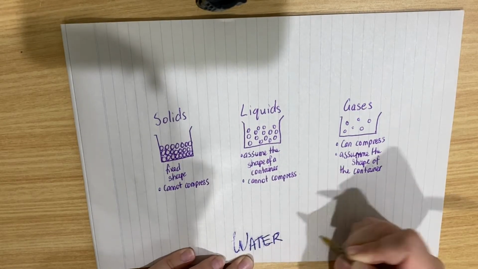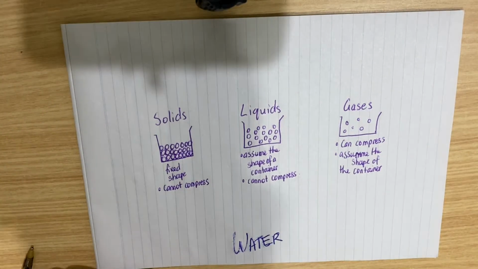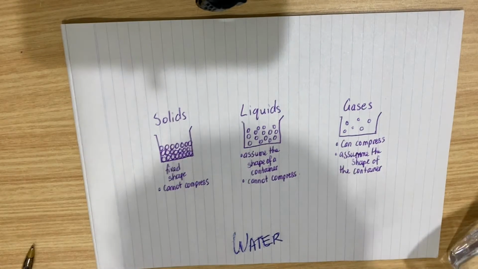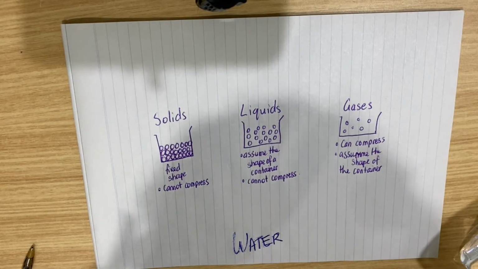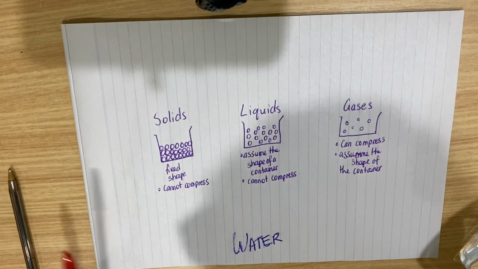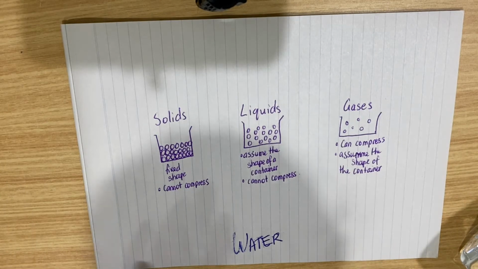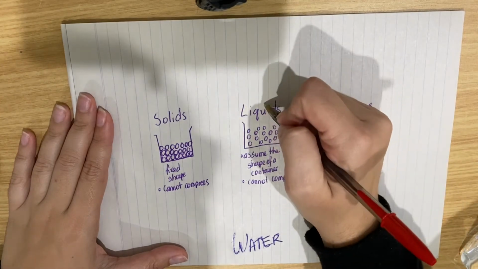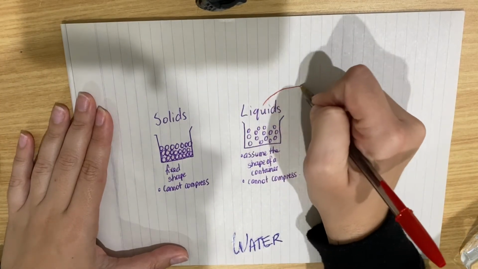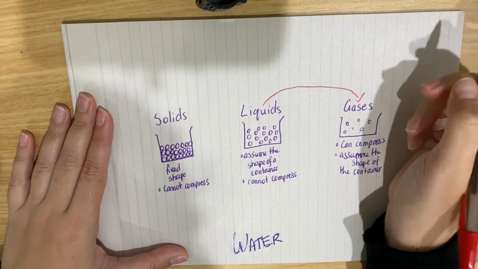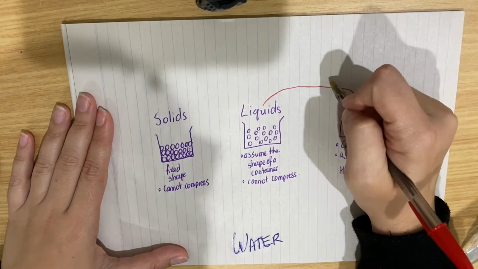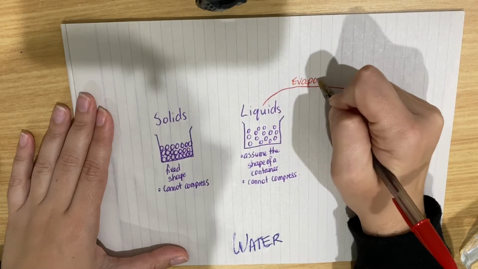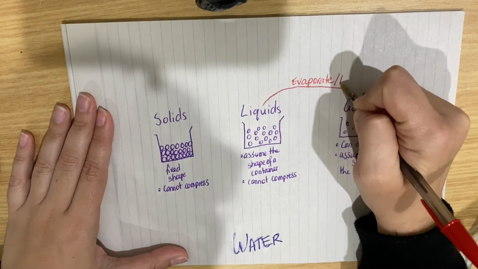Now we're going to start from the middle here because, as you all know, I've got a bottle of water here. Water exists as a liquid. We mostly experience water as a liquid, but we can have it change state. If we want to change a liquid to a gas, what do we do? You may already know the answer: we evaporate. And to evaporate, we boil.